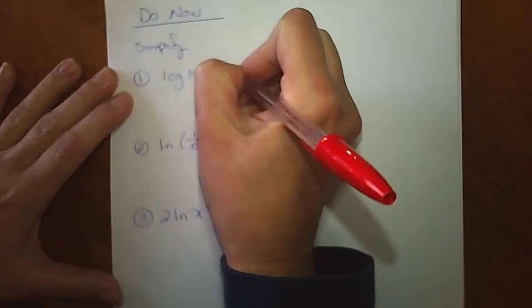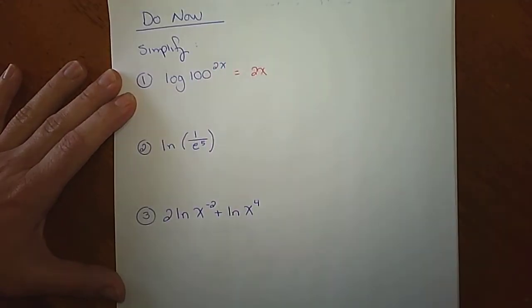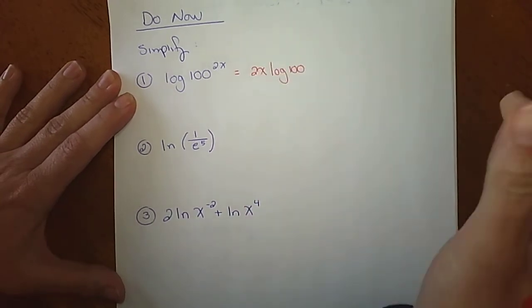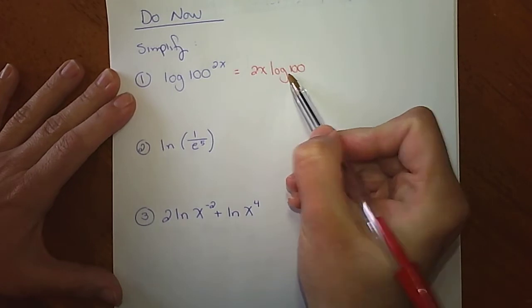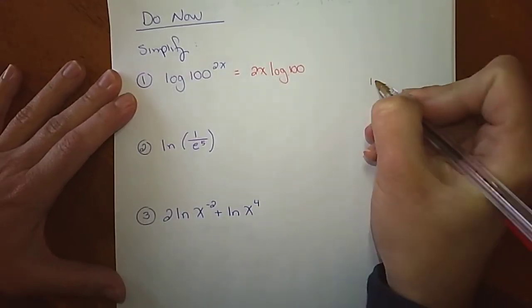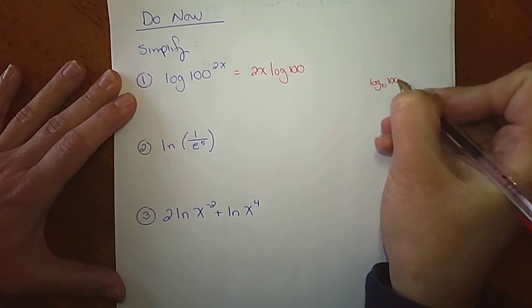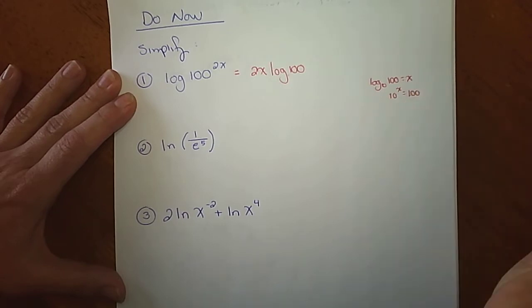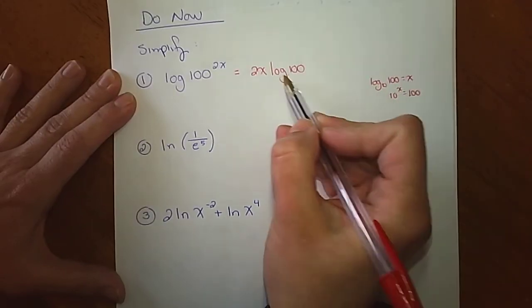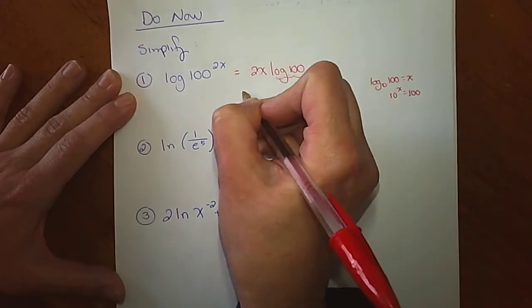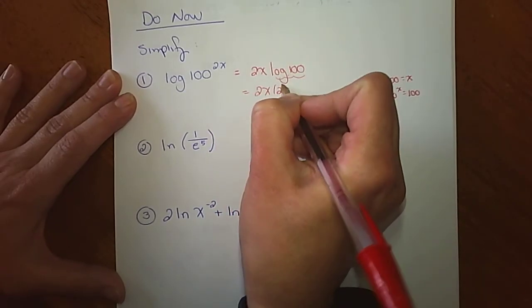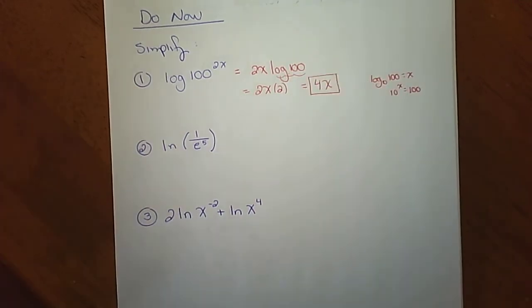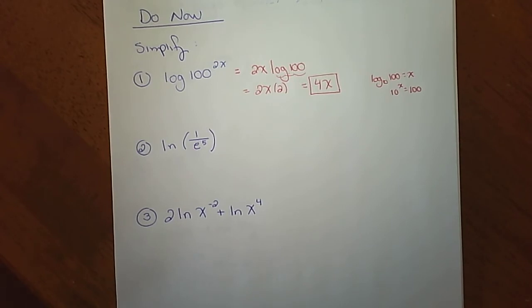So the first thing I'm going to do here is drop the 2x down in front. Then I have log 100. Now, again, with these, you have to remember the base is 10, right? So I'm going to do it over here to the side. That means I have log base 10 of 100. What would that be equal to? So 10 to the x equals 100. So I'm hoping you're saying, hey, that's the number 2. So this right here is the same thing as the number 2. So in simplest form, number 1 comes out to be 4x. So that's the first do now.